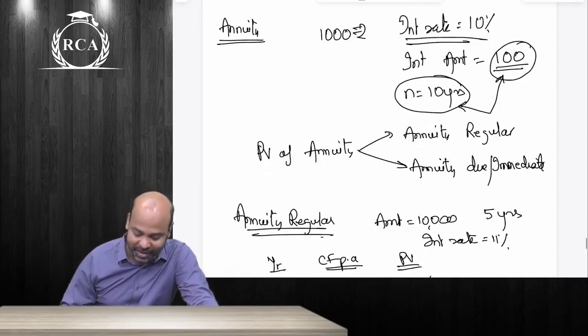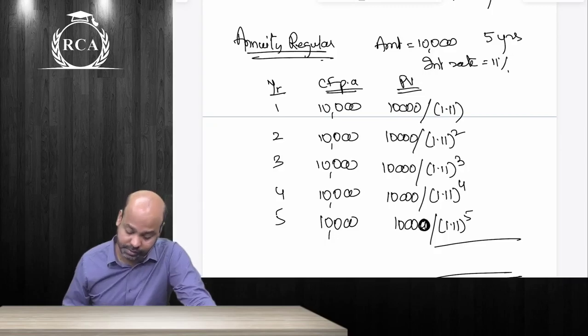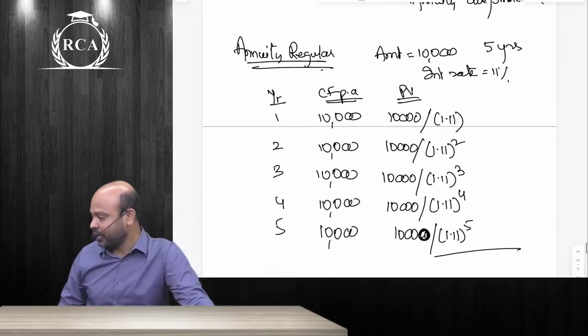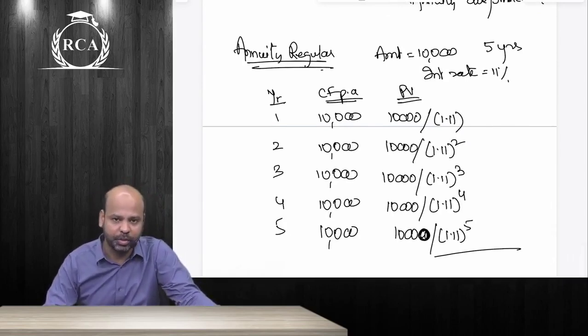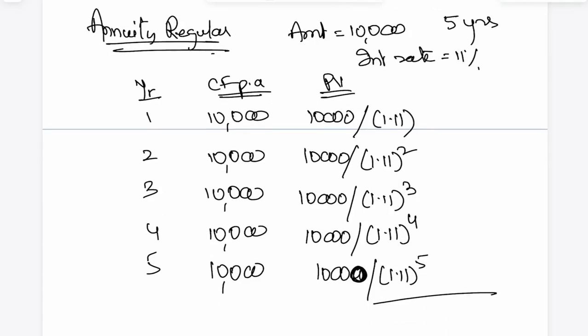Next, present value of annuity regular. Copy this, guys. Amount 10,000, 5 years time period, interest rate 11%.